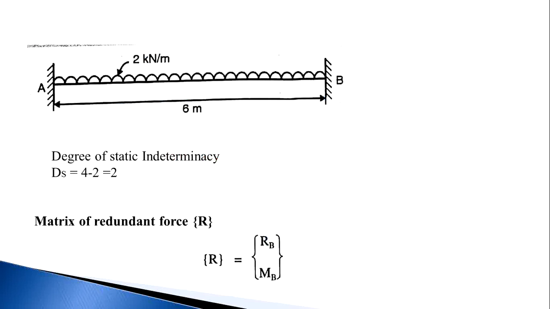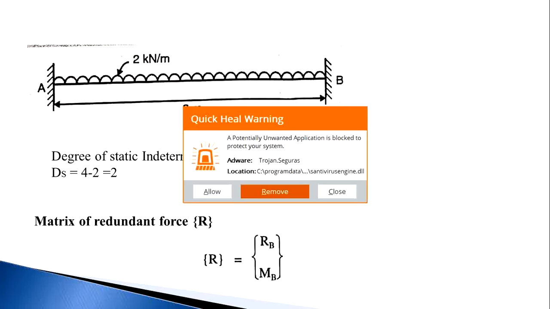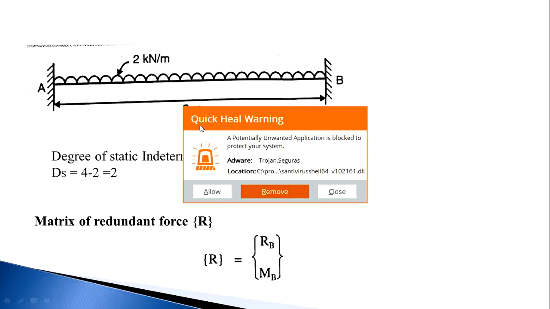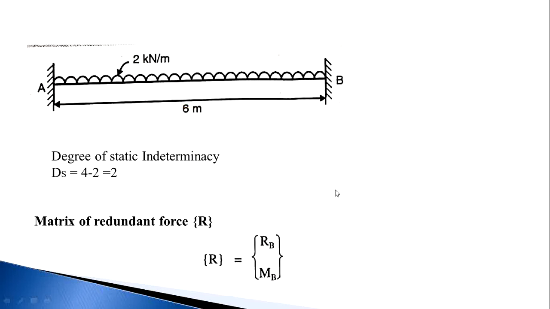In this lecture, we solve a fixed beam problem by using the flexibility method. Basically, a fixed beam is an indeterminate structure because the number of equilibrium equations is 3, and for a fixed beam the number of unknowns is 6. There are 3 reactions at one end: vertical, horizontal and moment. So at end A there are 3 and at end B there are 3, total 6 reactions.